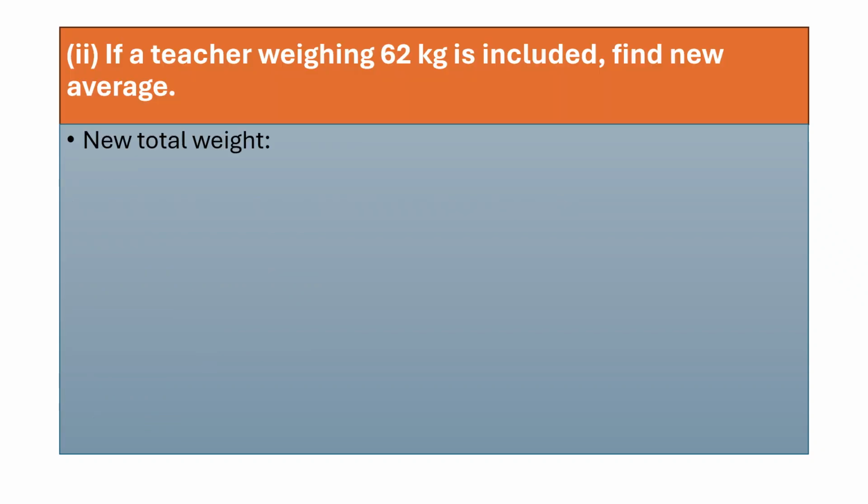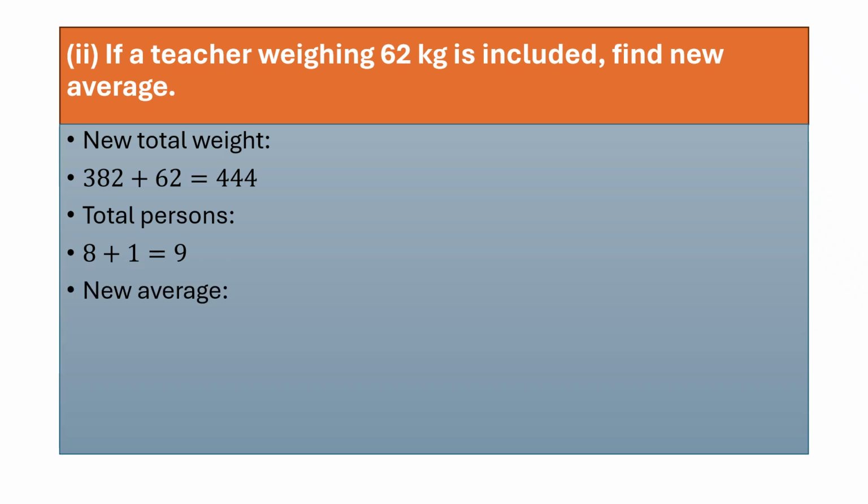Likewise, part 2: if a teacher weighing 62 kg is included, find the new average. Now here you have to find the new average. So what is the number included? Previous answer was 382, so you have to add 62, you get 444. So total persons now is what? 9. Earlier it was 8, so 8 plus 1 is 9.